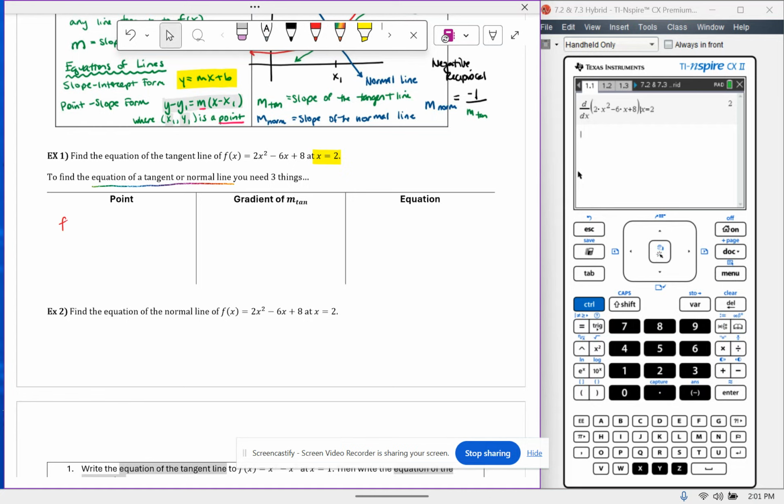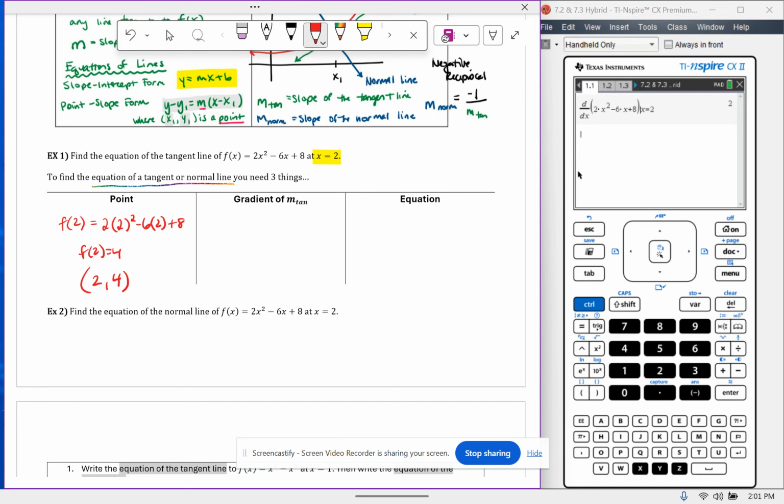You evaluate the original at that point. You would find f of 2. So in this case, you're going to plug that 2 back into the original. So you have 2 times 2 squared minus 6 times 2 plus 8. F of 2 is equal to 4. The point of interest is 2 comma 4. Why do you need a point? Because you're going to write the equation of this tangent line in point-slope form. Here's your point.